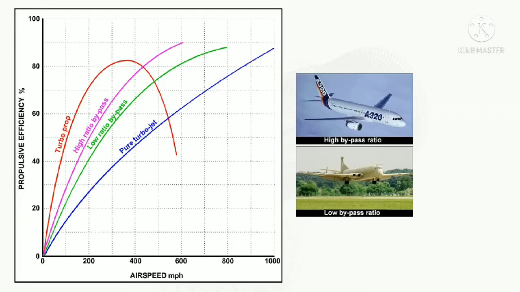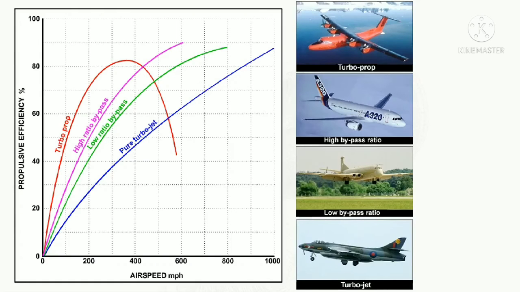Cruising speeds in the order of 800 miles per hour are at present out of the reach of most transport aircraft, and this fact means that in the mid-speed range, where most of the world's jet transport aircraft operate, there is a niche for the bypass engine, both low ratio and high ratio.